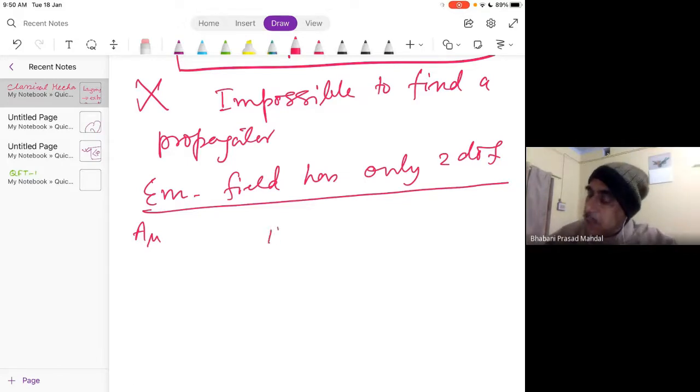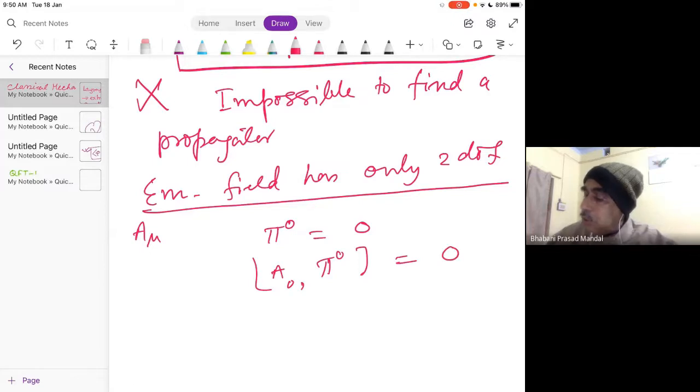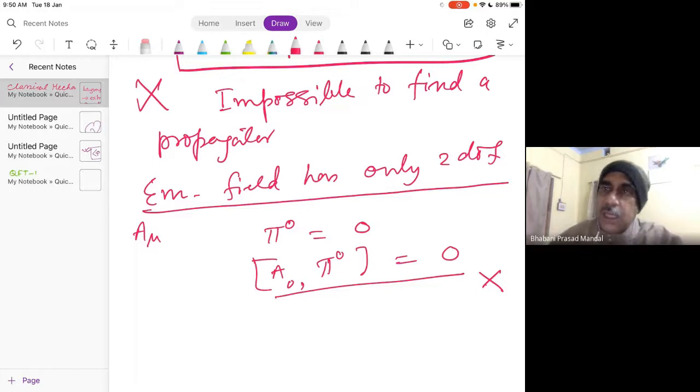Even if you calculate, pi 0 will be 0. So, pi 0 commutation with A0 is supposed to be non-zero, but this is becoming 0, right? If pi 0 equals 0, this commutator will be 0, but this is the canonical commutation relation for the electromagnetic field, and the right hand side should be something non-zero. So, again there was a problem in canonical quantization, there is a problem in finding the propagator, and all these problems are related because we are considering more degrees of freedom than actual. The system has only 2 degrees of freedom.